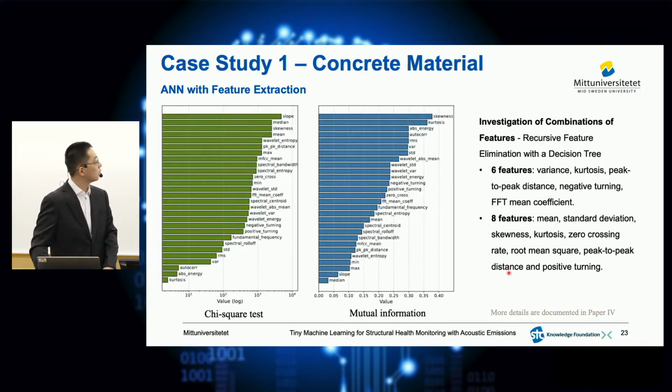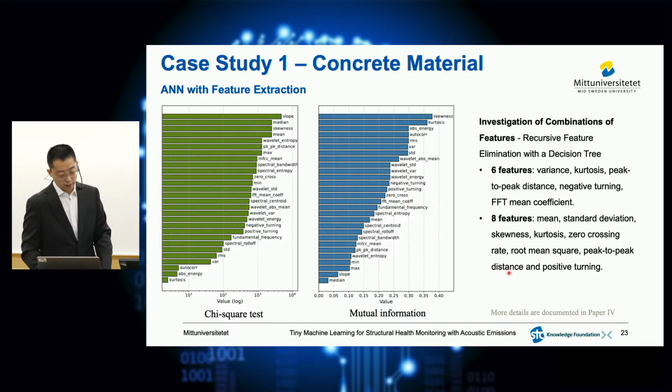But it comes with some problems. From the left-hand side, we could say that for both methods, there is quite a lot of difference between them. So it's really hard to decide which features we should select. Then we investigated a combination of the features by recursive feature elimination with a decision tree. Finally, there are two groups we selected. The first one contains 6 features. The second one contains 8 features. We use them as the input of the artificial neural network model.